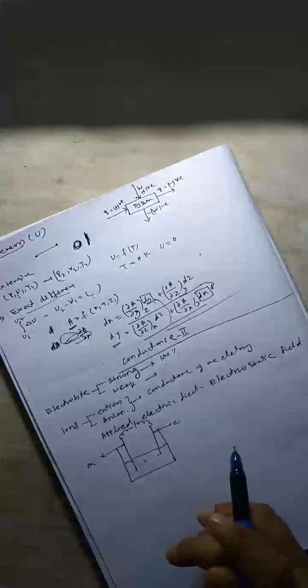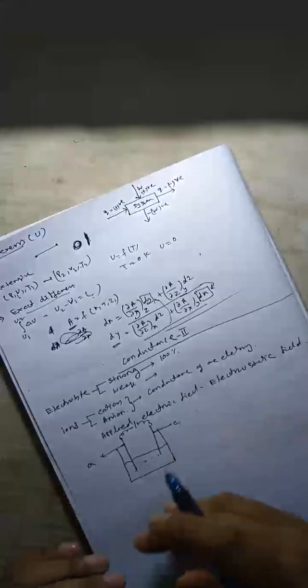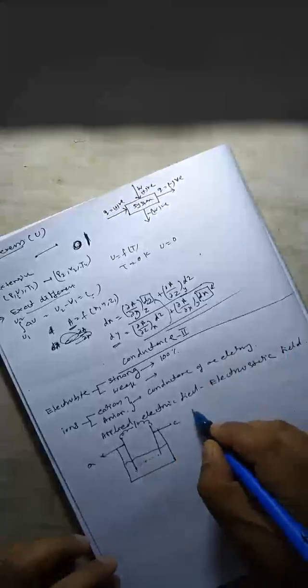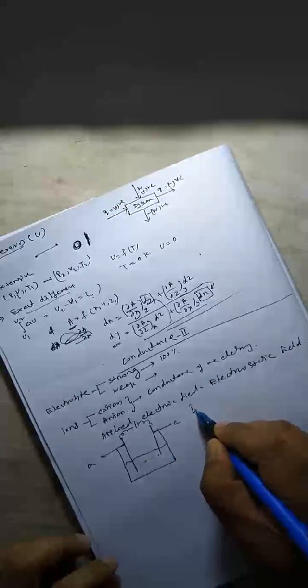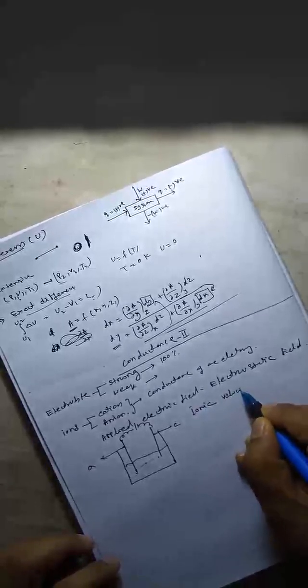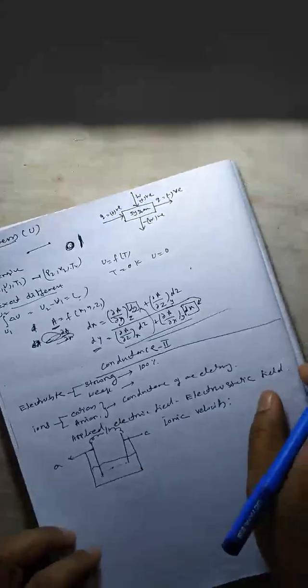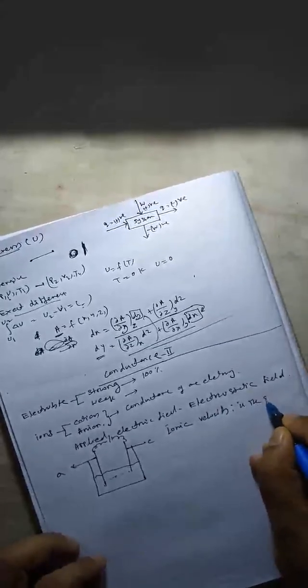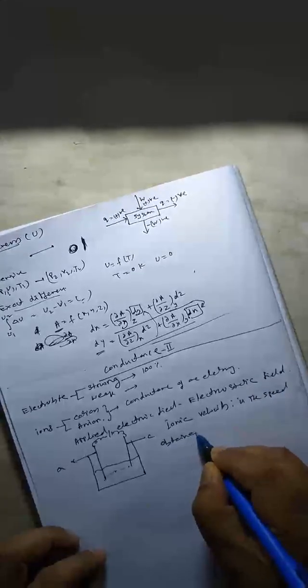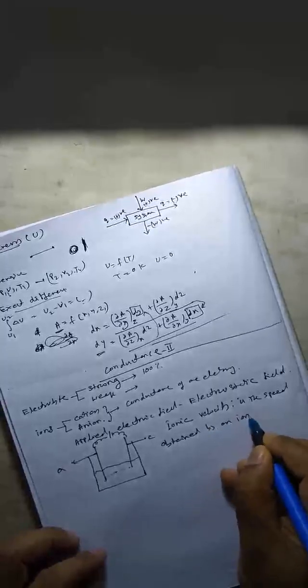When the ions are in movement and carry the electric current, in case of an electric wire, the electron is the carrier. In this case, ions are the carrier. To know how the ions move, we consider ionic velocity. Ionic velocity is the speed obtained by an ion in an electrolytic medium.